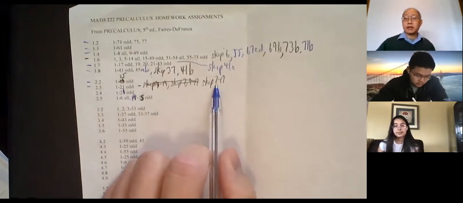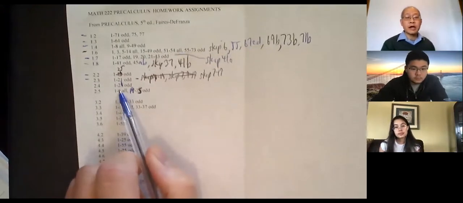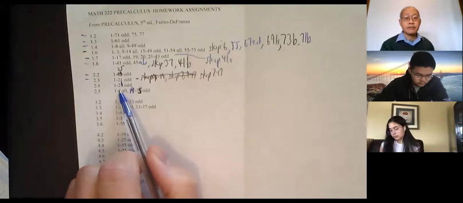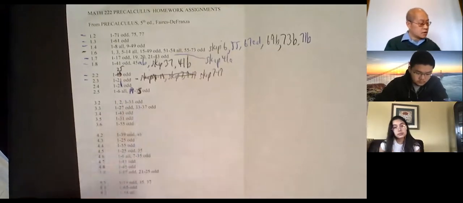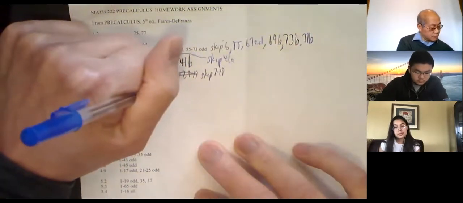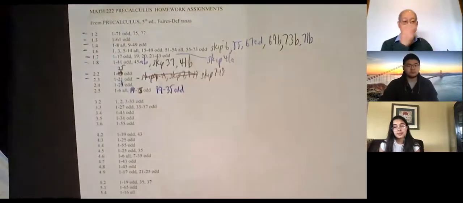And I was hoping to go back and do some of that today. 2.4, let's make it 1 to 21 odd. And 2.5, 1 to 6 odd. This says 19 to 35 odd. Maybe I should rewrite it for you. 19 to 35 odd.